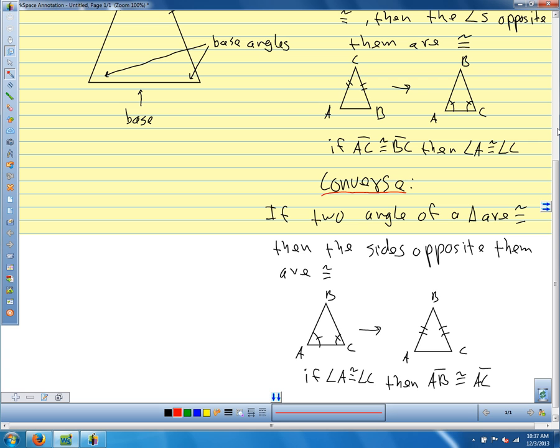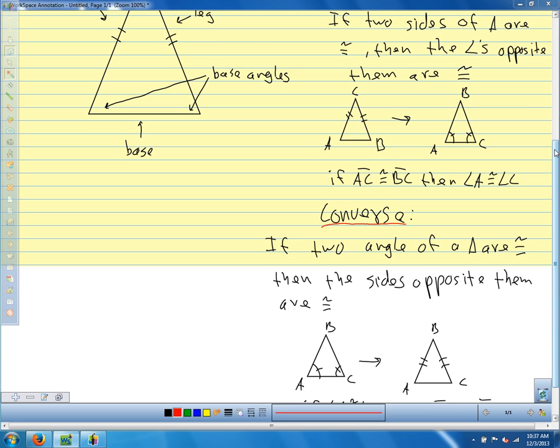So that gives us a lot of information to work with if we know that two sides of a triangle are congruent or two angles of a triangle are congruent. And we know that the sides opposite are congruent or the angles opposite are congruent. So we'll talk about why this works in just a second. But I want to add one other thing, and then we'll do some examples. So any questions on isosceles triangles?